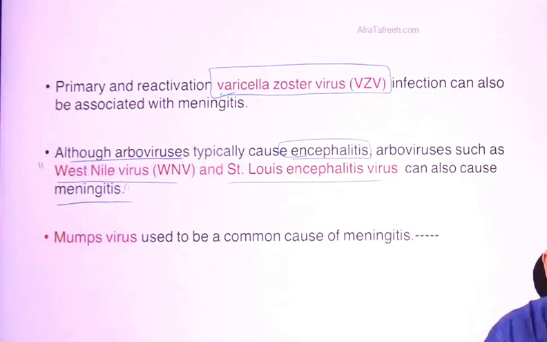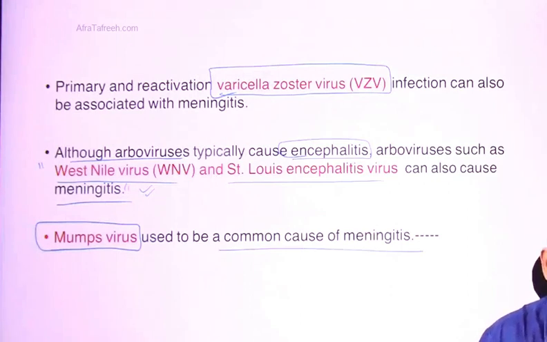So another important point: West Nile virus and St. Louis encephalitis virus can also cause meningitis. Mainly they cause encephalitis, but yes, they can irritate and inflame the meninges and lead to meningitis. Another Paramyxoviridae family member, mumps virus, used to be a common cause of meningitis before, but because of its wonderful vaccine, the incidence has come down. So this also needs to be focused upon. And what is the strain used for the mumps vaccine? Urabe. Okay, so that you also know.